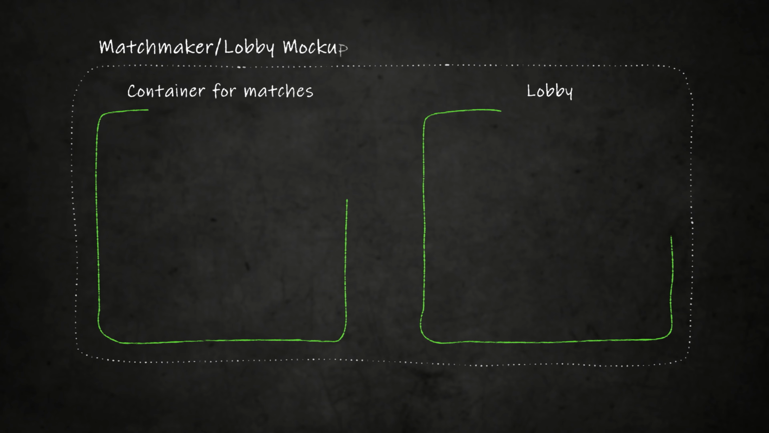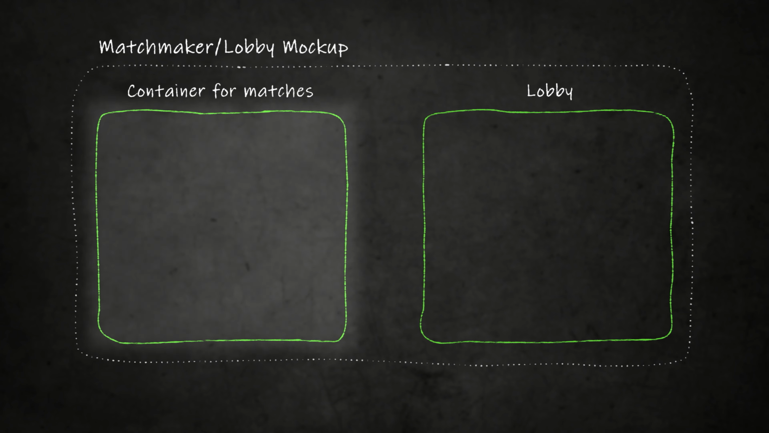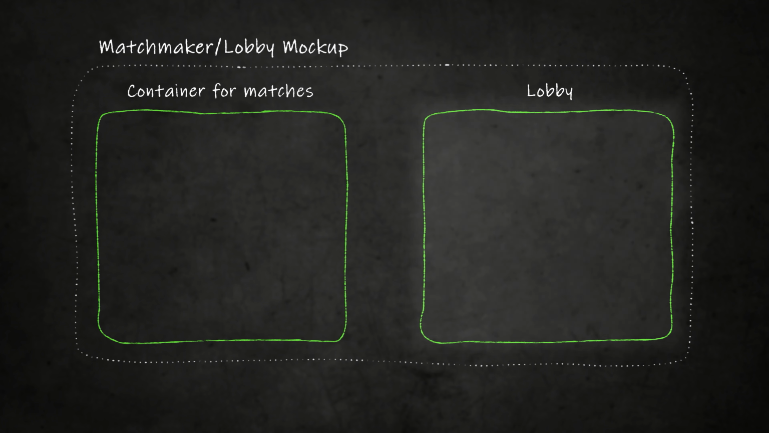So if you take a look at our diagram, we're gonna have a lobby scene with 2 containers, one for the matches and then one for the lobby. And this is probably better if you split it up into multiple scenes, but just to keep this all simple in one file, I decided to just use 2 different containers instead of 2 different scenes, but that's up to you. You can make some improvements to this.